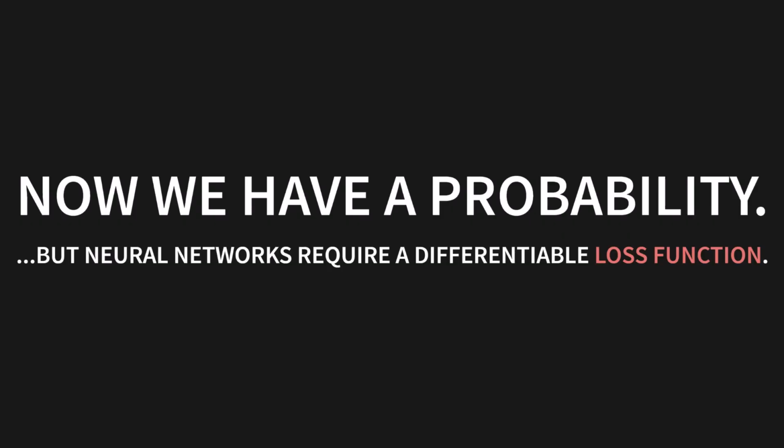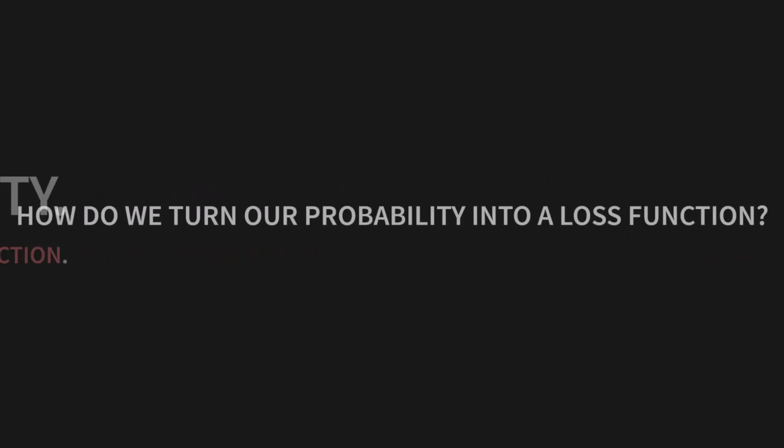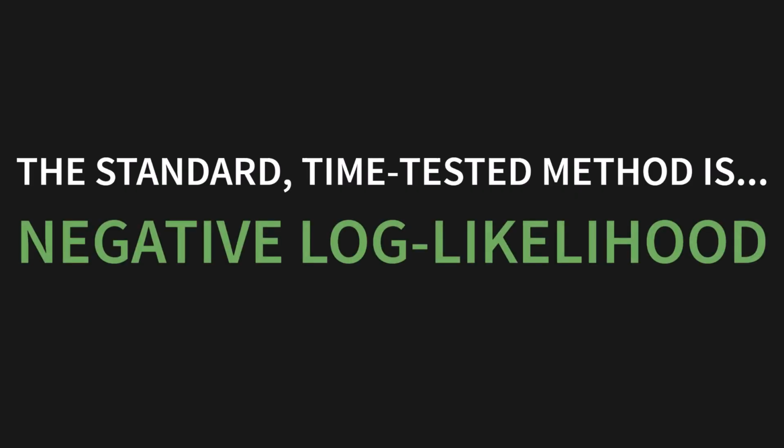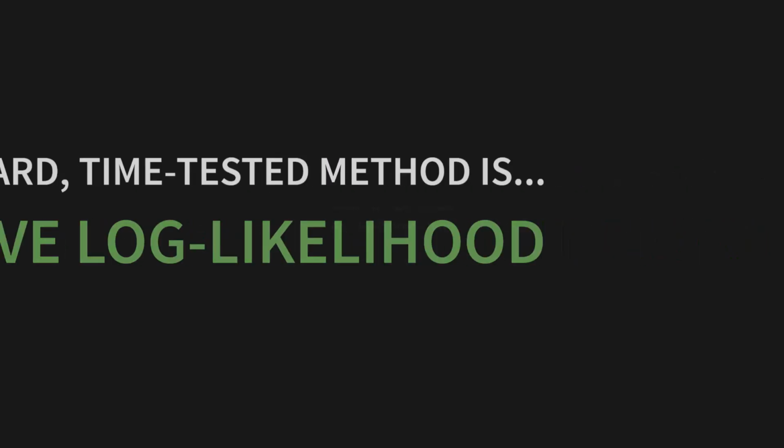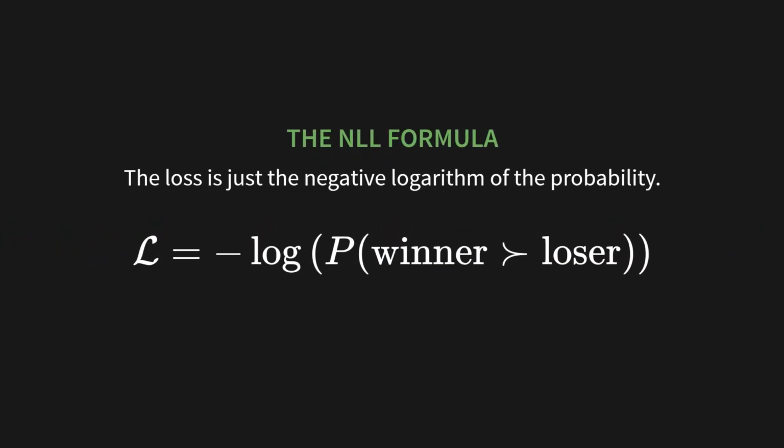That's how they figure out their mistakes and get better. So the big question is, how do we turn our shiny new probability into a loss function? Well, the standard time-tested method is something called negative log likelihood, or NLL for short. Now, look at this NLL formula. It's actually beautiful in its simplicity. The loss is just the negative logarithm of the probability.